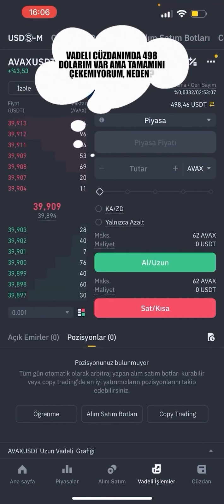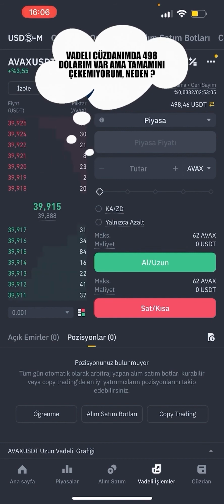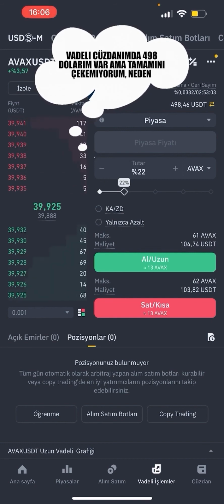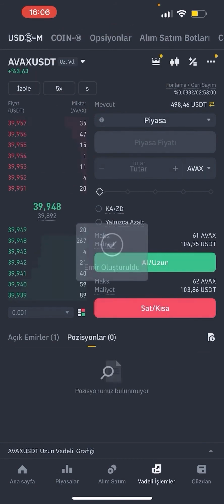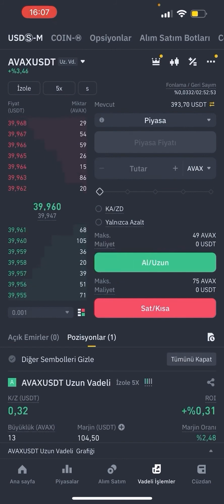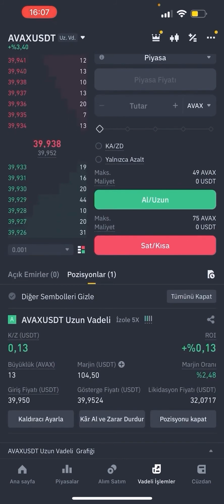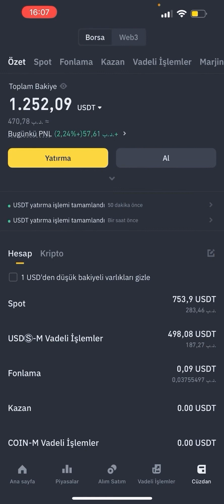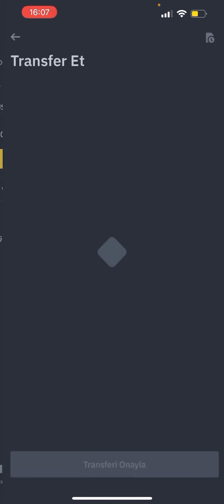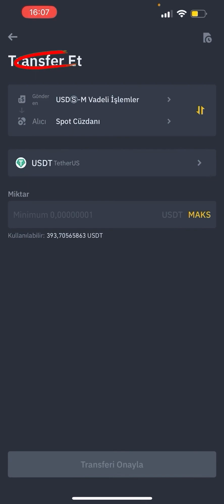Let's talk about this first. The man says, Hoja, I have $498 in my futures wallet right now, but I can't withdraw all of it. Why can't you withdraw it? I opened a $100 position, friends. Although I have $500 in my futures wallet right now, I have an open position, and look, I'm coming to the wallet. Look, in the summary section, I have $498 in my futures.